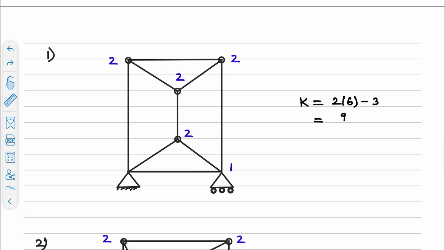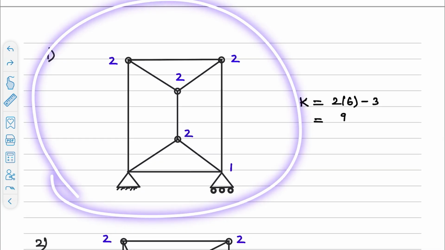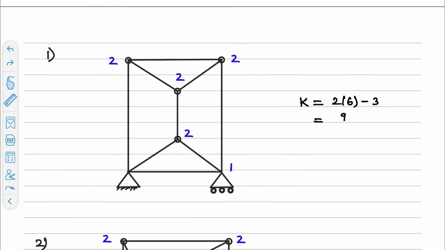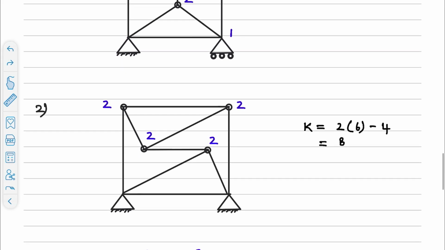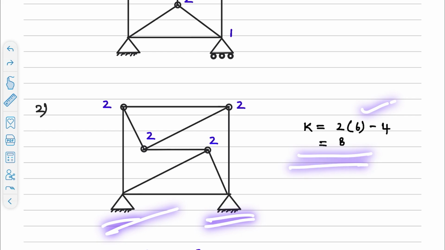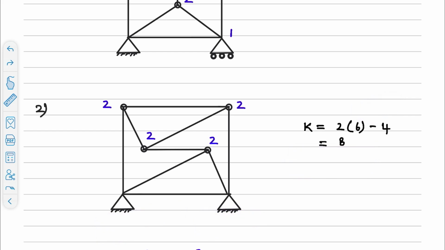We have 3 examples here. For the first configuration, there are 6 joints: 1, 2, 3, 4, 5, 6. So 2 into 6 minus 3, where 3 corresponds to these 3 reactive components. So we have the kinematic indeterminacy 9 for this truss. And for the second, again we have 6 joints, you can count them, and we have 4 reactive components. So we have 2 into 6 minus 4 equal to 8, which is the kinematic indeterminacy in this case.